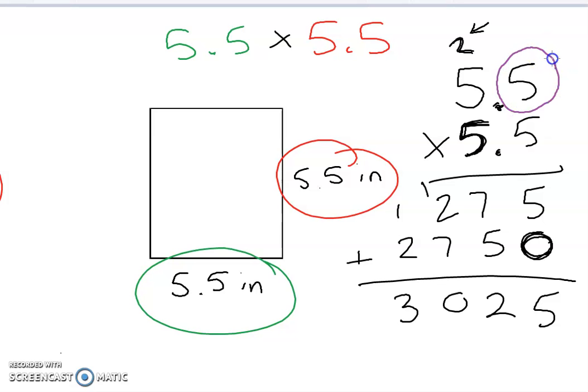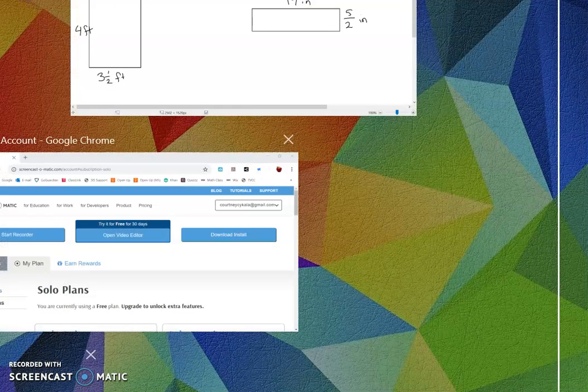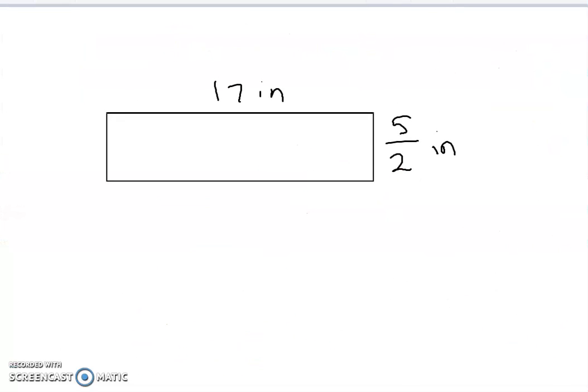So that means looking at the number of numbers behind the decimal point. In this case, I have 2. So I'm going to move 1 and then 2. So my decimal point is actually going to go right there. So my final answer for this problem is going to be 30.25 inches squared. Just realizing I should probably keep a consistent color for the answers, but you know, you live and you learn. Okay.